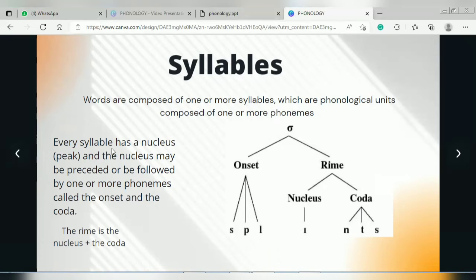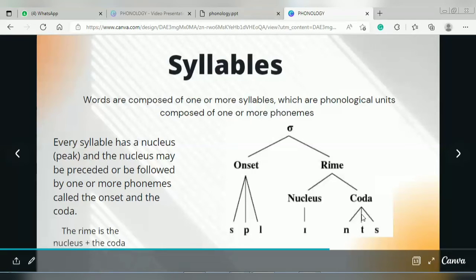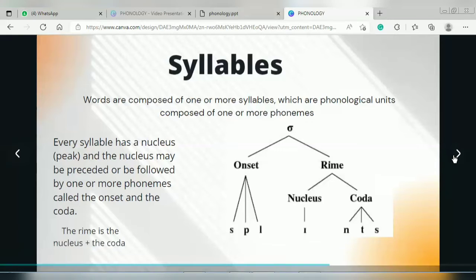Every syllable has a nucleus or peak, and the nucleus may be preceded or followed by one or more phonemes, the onset and the coda. Usually we can see the onset and the coda as consonants, okay?